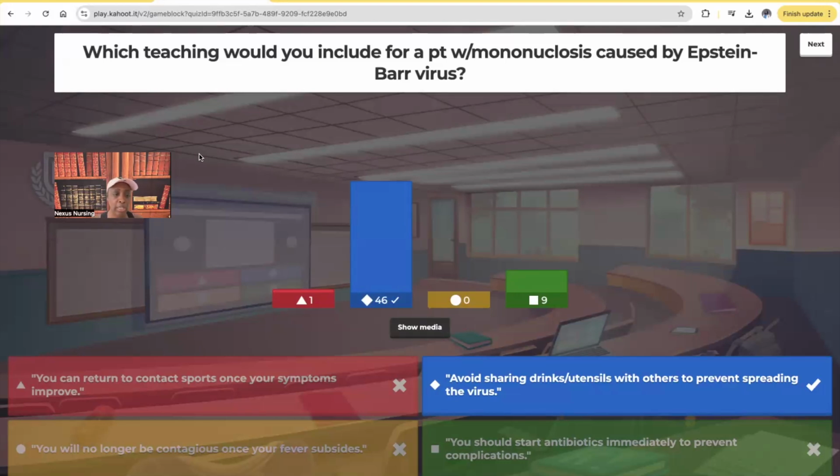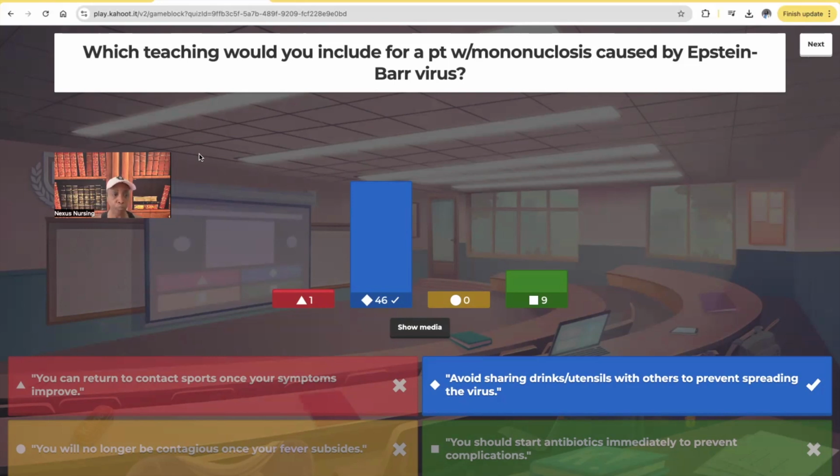You can return to contact sports once your symptoms improve. Absolutely not, because here's the thing. We're going to be concerned about what? The spleen, splenic rupture, splenic injury. So absolutely not. You better go play a singular sport, not contact sports. You better go play golf or bowling or something that you do by yourself, but you're not going to be out there playing basketball or soccer or rugby or anything like that.